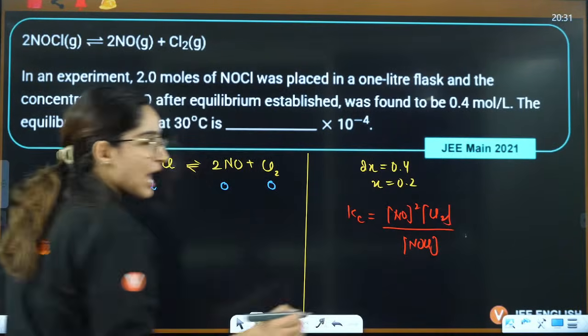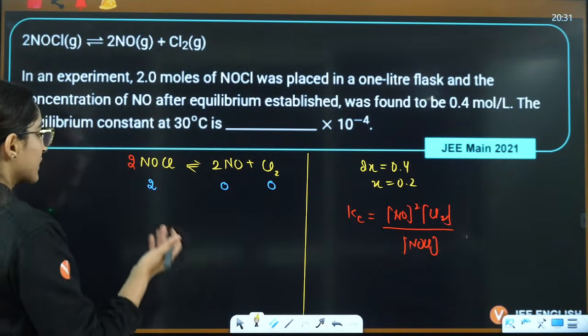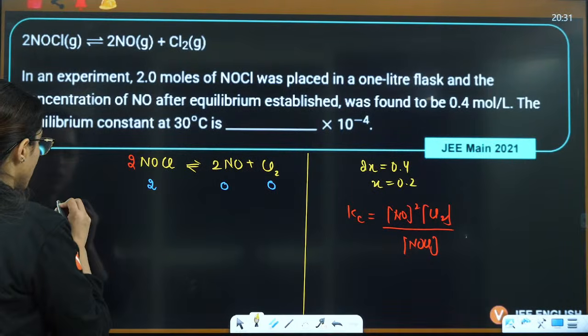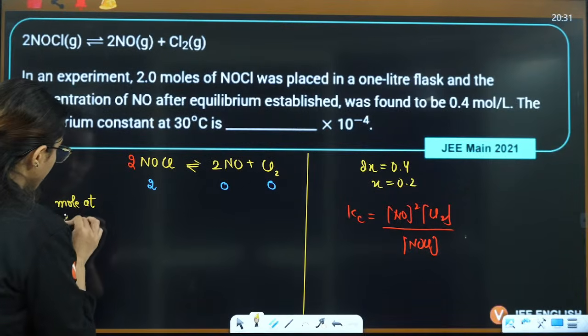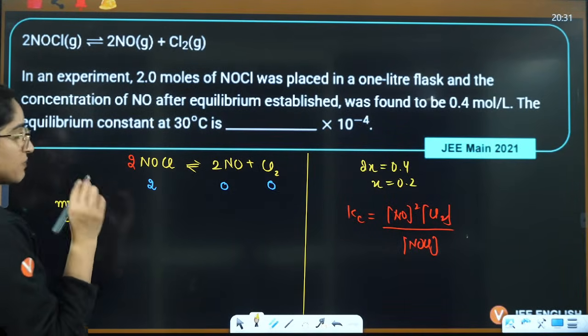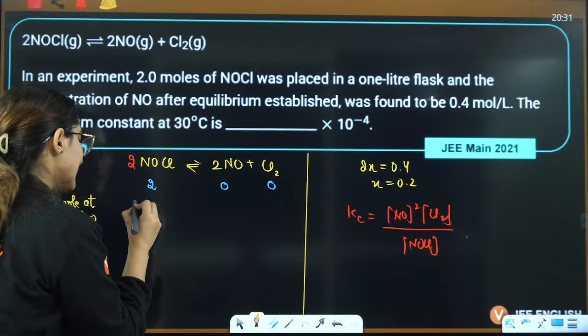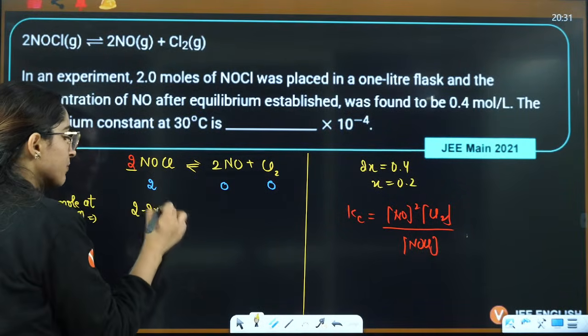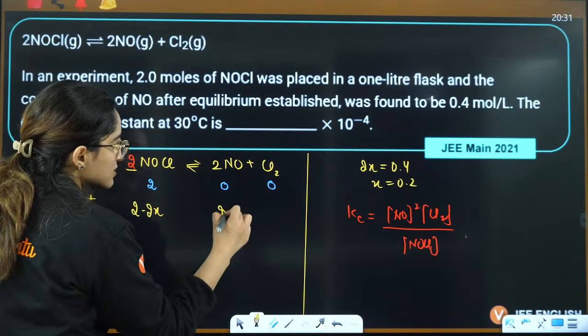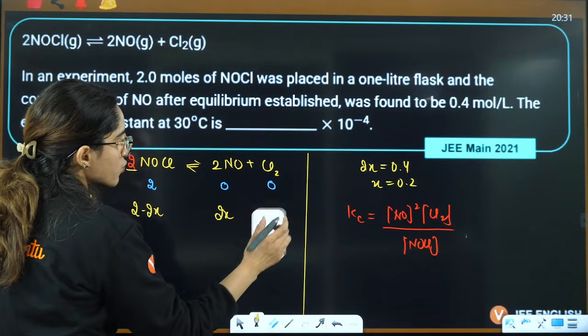But the equation has to be balanced also, right? In that it will change. Now moles at equilibrium will change. Moles at equilibrium will be moles at equilibrium. It should be a balanced equation. So it is initial minus stoichiometry multiplied by x. This is 2x and this is 1x.